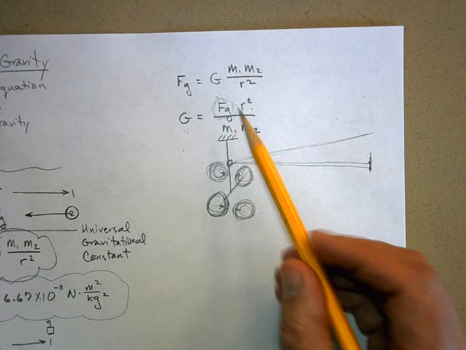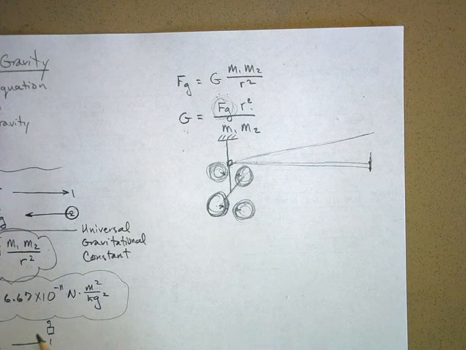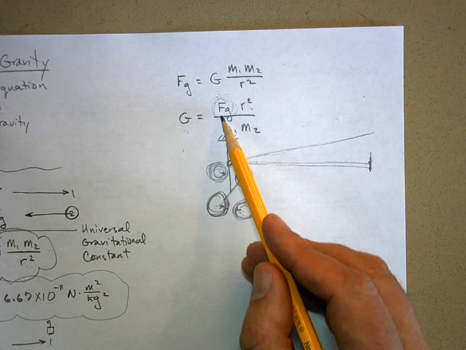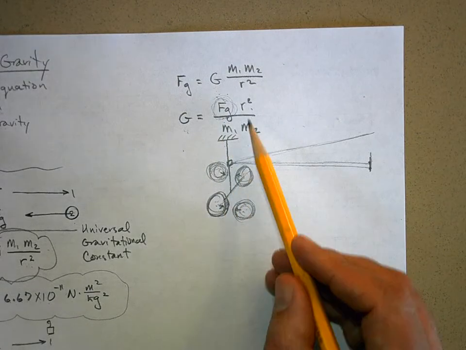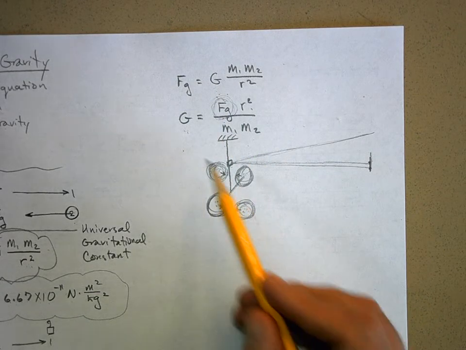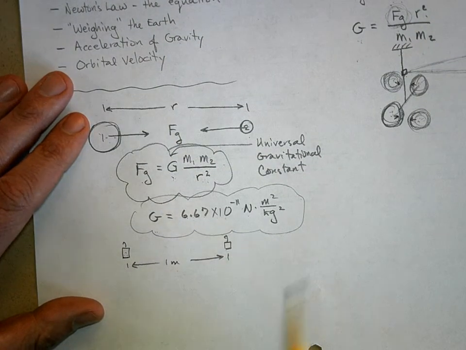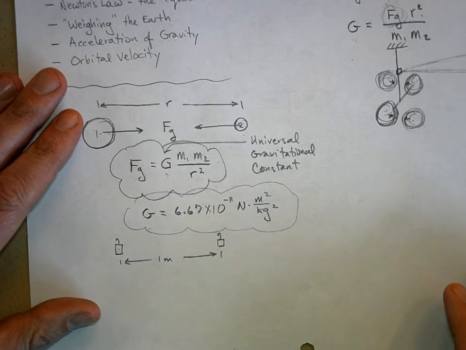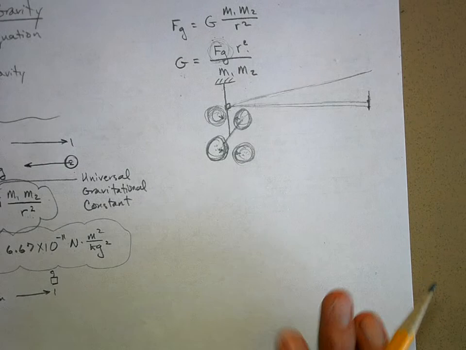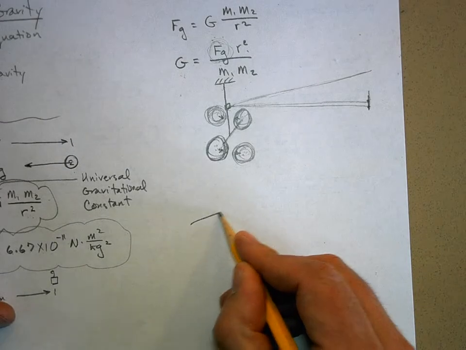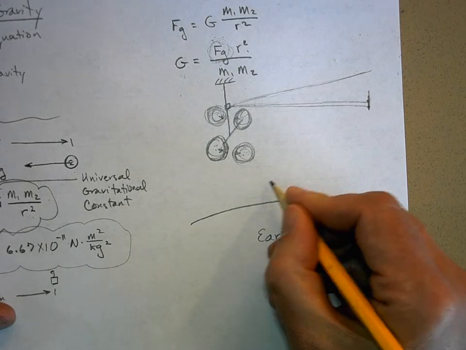This was something that Newton could not do. But Cavendish did it. And when he did it, he plugged in his force of gravity and the distance apart between the massive objects, and he plugged in their masses, and he got this number right here. Now, by doing so, he measured the mass of the Earth. We can calculate the mass of the Earth. And here's how you do it. Here's the Earth. And here we are.